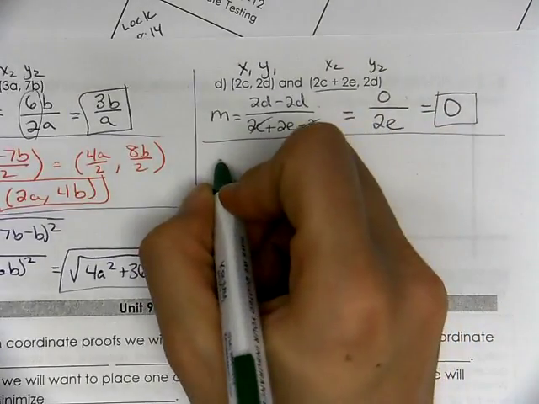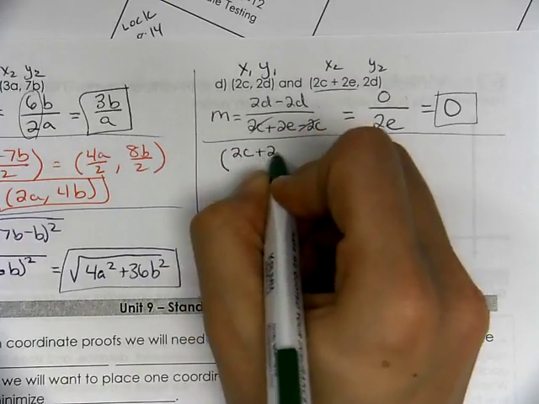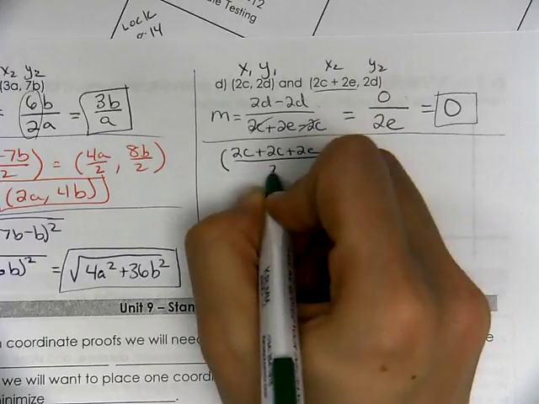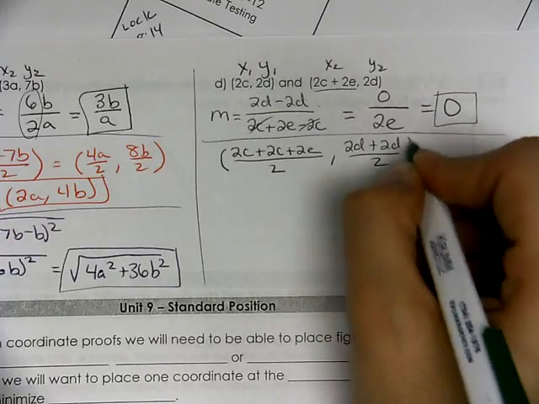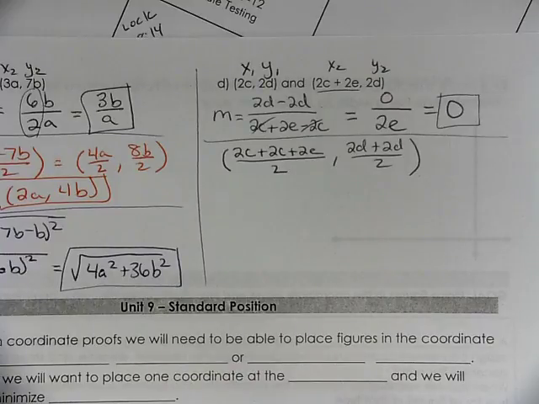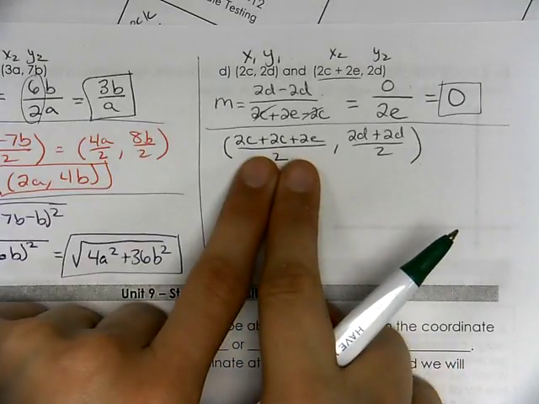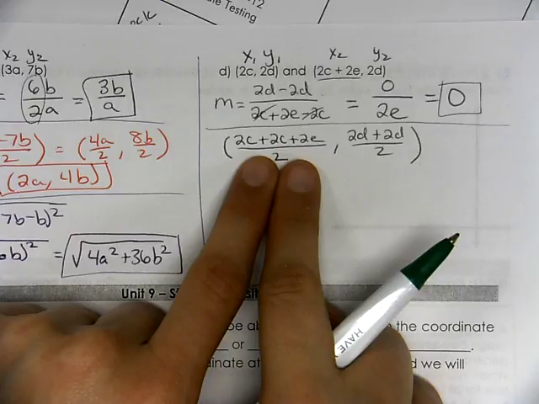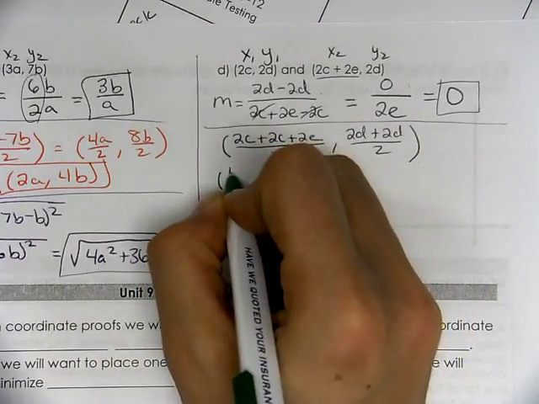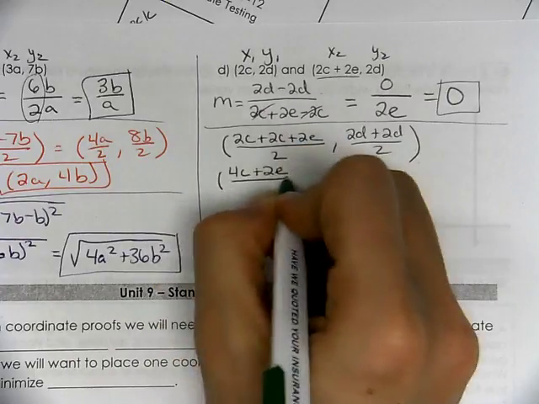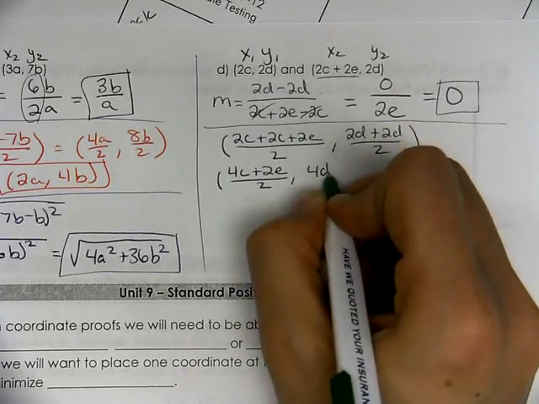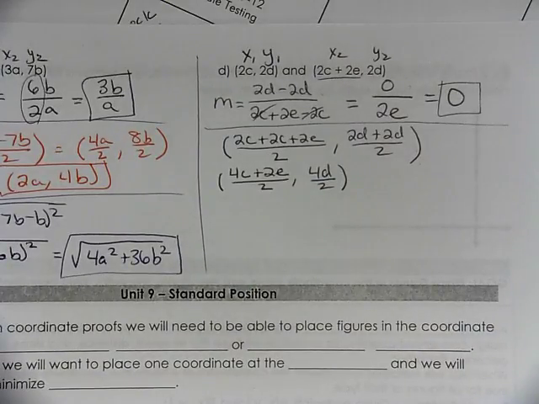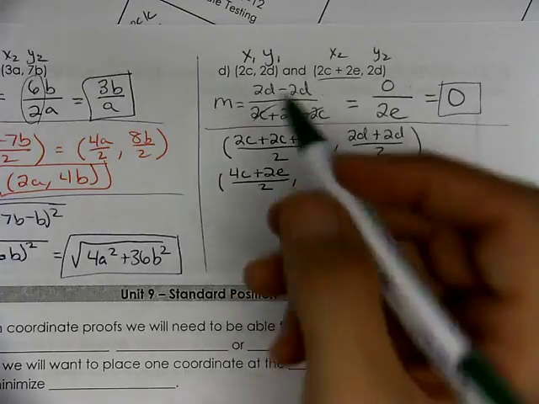Okay, let's try midpoint. 2C plus 2C plus 2E, all divided by 2, and 2D plus 2D divided by 2. I wish we had more room. Okay, this side becomes a little bit tricky. You've got to combine like terms. So you end up with 4C's plus 2E divided by 2. This side, 2D and 2D add up to 4D. So I just combined these two.